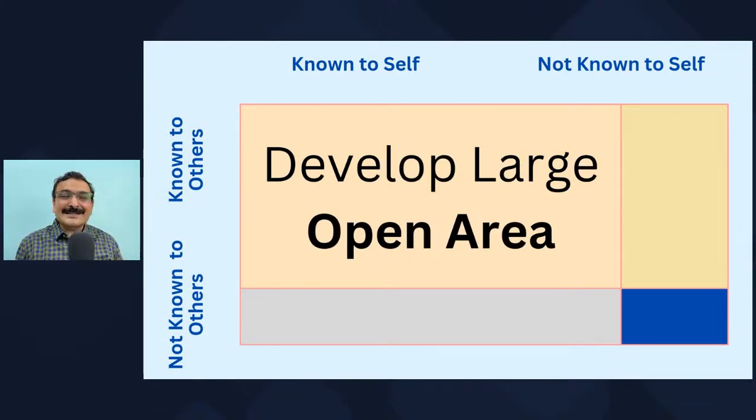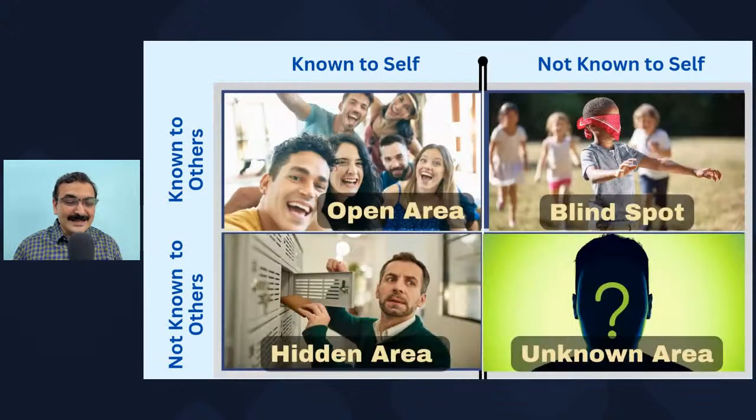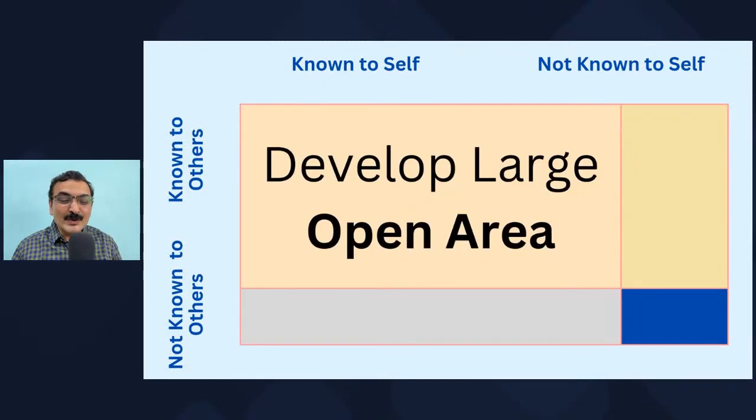If these were slides, if you see there is a central line, I need to push the central vertical line towards the right of your screen and push the central horizontal line towards the bottom. So my open area expands.